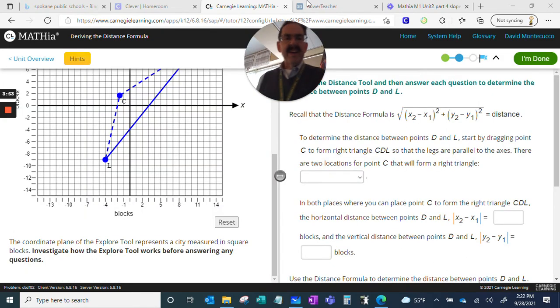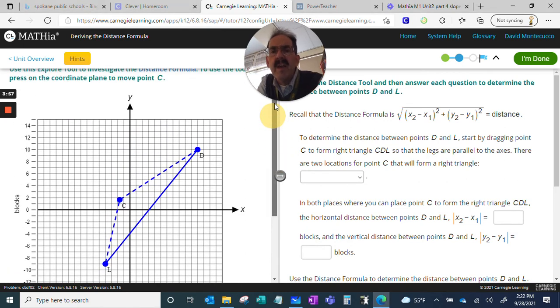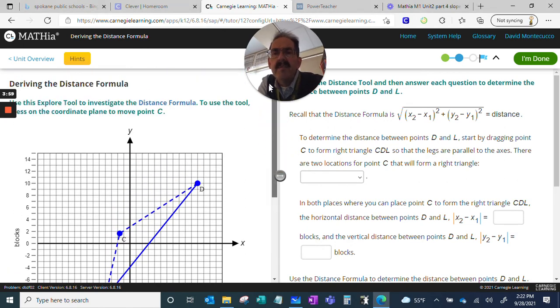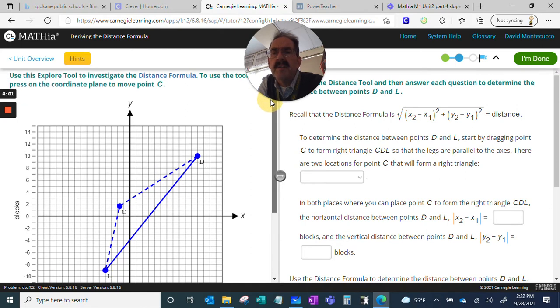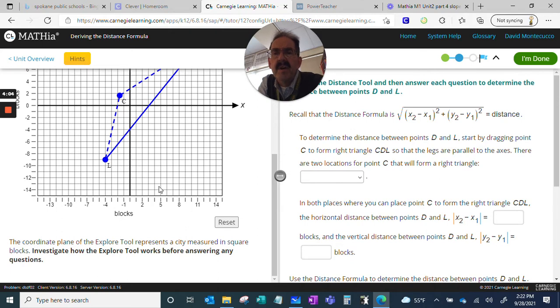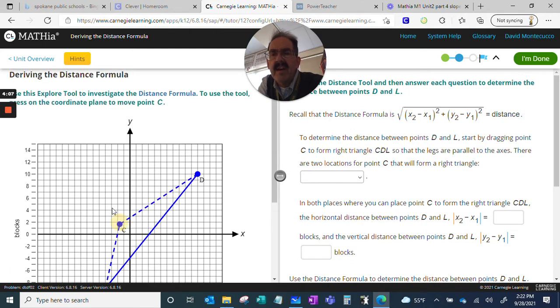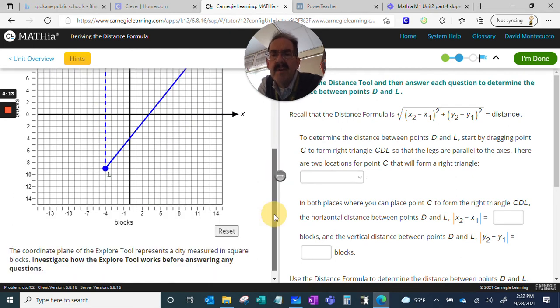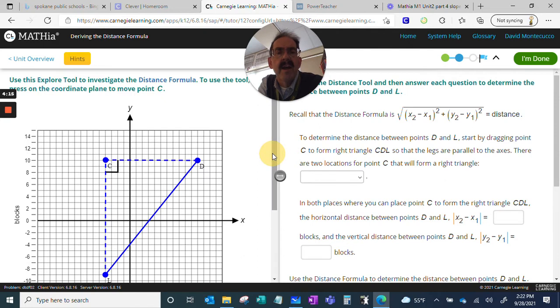All right, so now let's do the deal here. Move this up, okay? Explore the distance formula using this tool. Press on the coordinate plane to move point C. So we've got to move point C, right? And we want to go straight up until we get a 90-degree angle. Boom. See how I made our 90? Good.